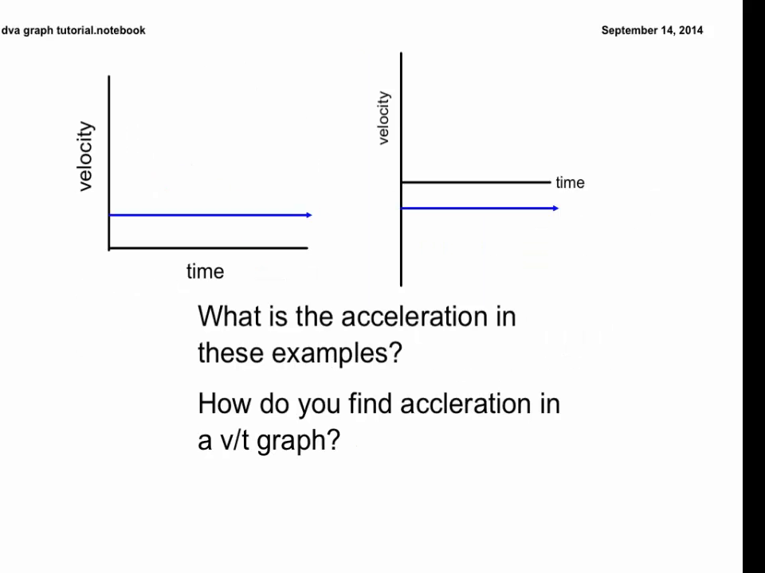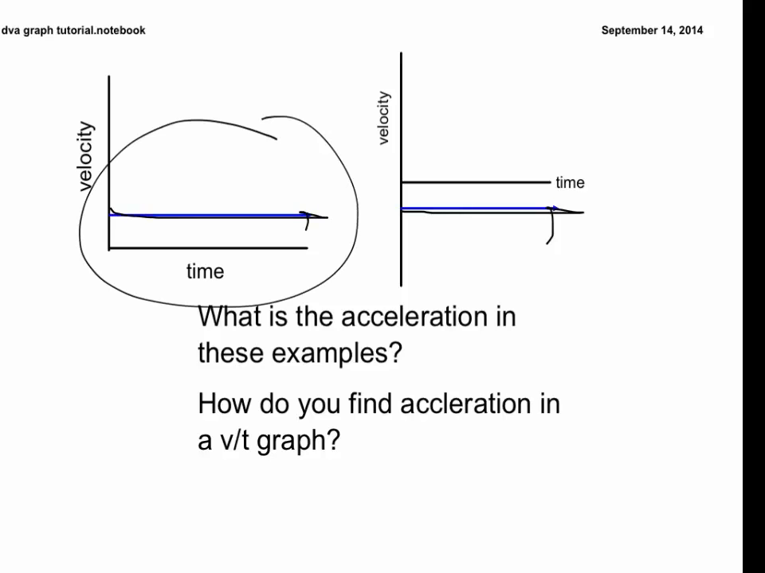What do these graphs both have in common? Well, of course, they both have in common that the velocities are constant. Both straight across. In this example, it's positive, so the object is moving away. In this example, it's negative, so this object is moving closer to some position.